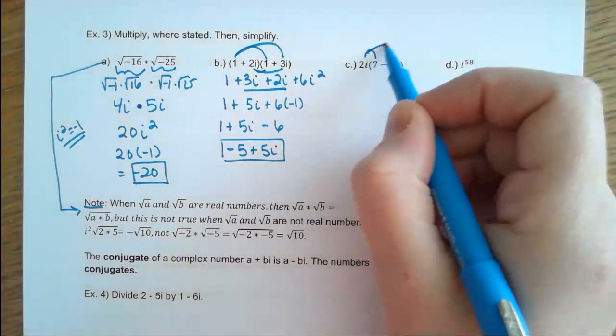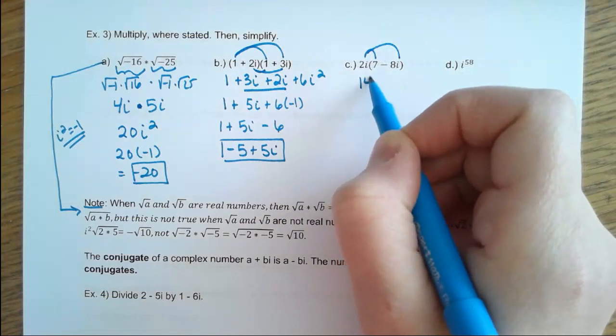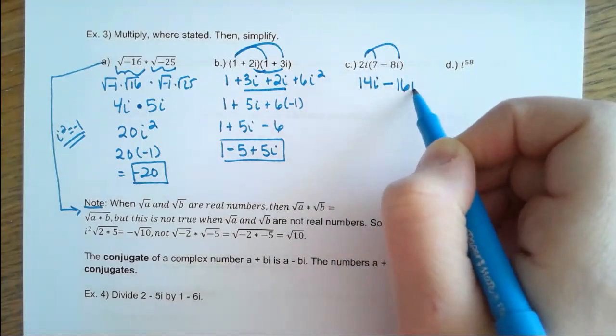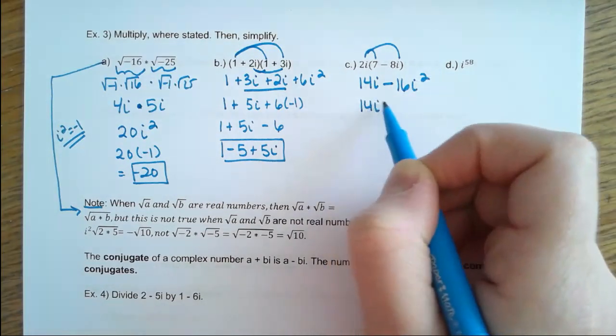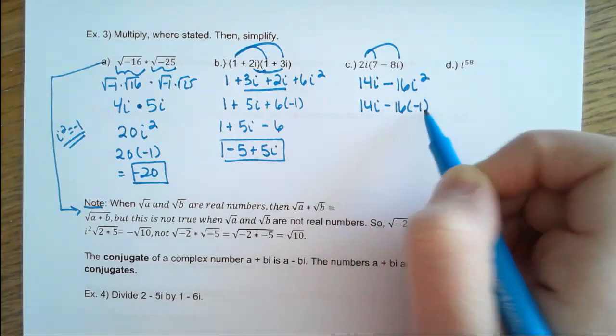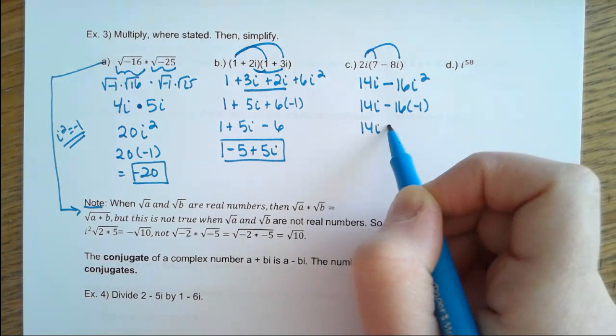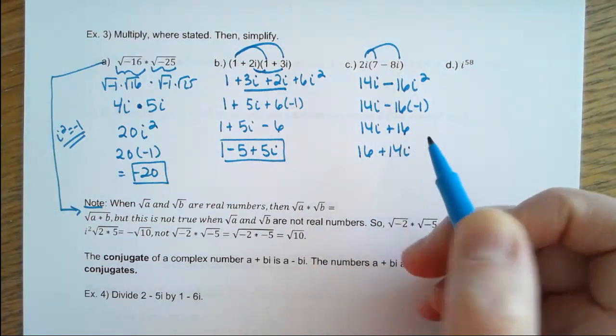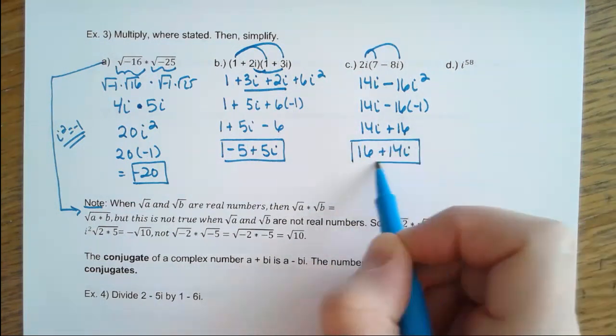Here as well, I can distribute in. 2 times 7 is 14, so 14i, minus 2 times 8 is 16, and then i squared. Again, don't forget the i squared is a -1, so those two negatives will cancel, and just make sure you write it in the correct order with the imaginary part first.